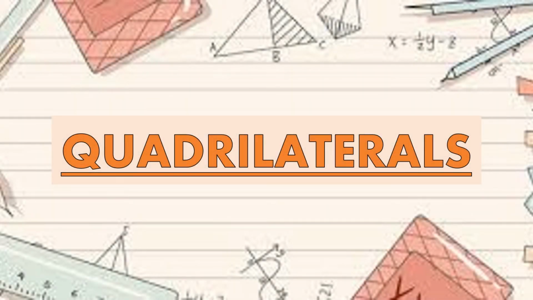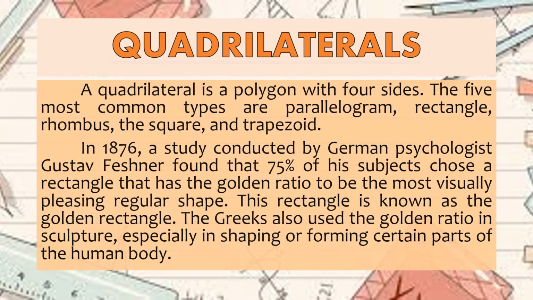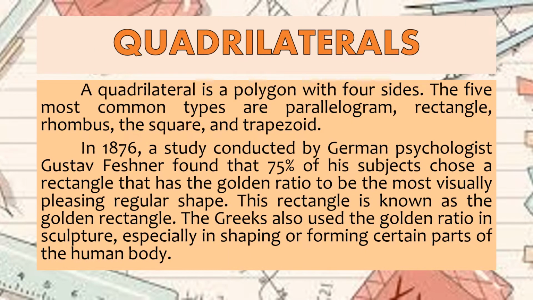Hello grade 9 students. In this video, we will be learning about quadrilaterals. What is a quadrilateral? A quadrilateral is a polygon with 4 sides. The 5 most common types are parallelogram, rectangle, rhombus, the square, and the trapezoid.